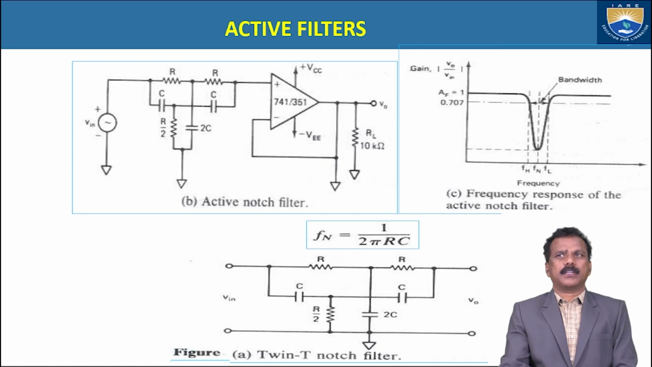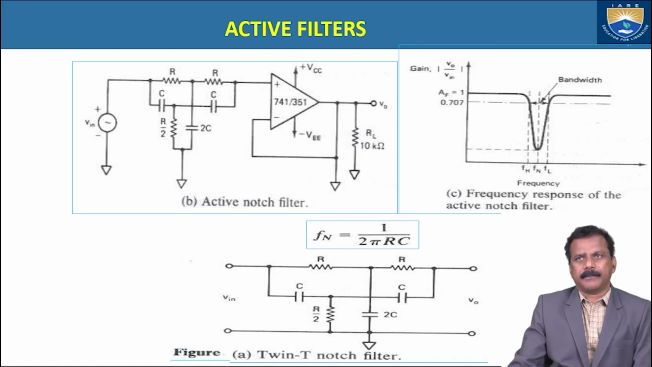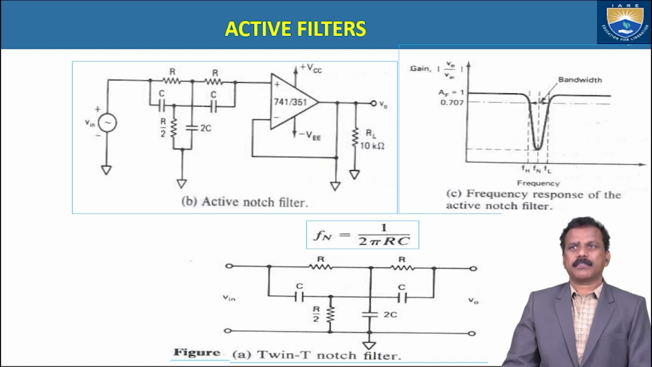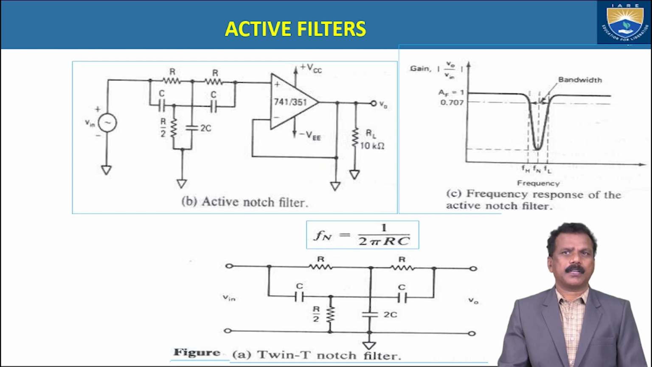You will expect our bandwidth, with reference to the frequency versus the gain, output voltage by input voltage, the frequency response of the active notch filter. You will expect this bandwidth. So is that bandwidth very high or low? Easily we can verify that while we are using this type of active filter with the twin T notch filter, we will expect the frequency response of the active notch filter.